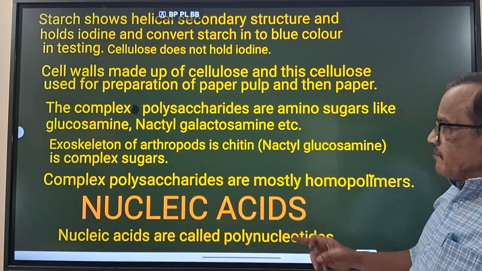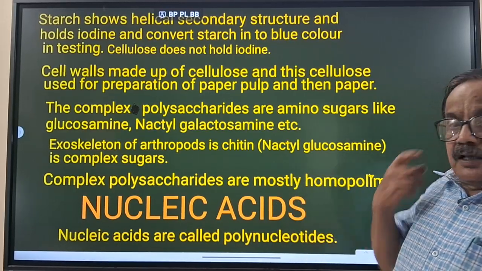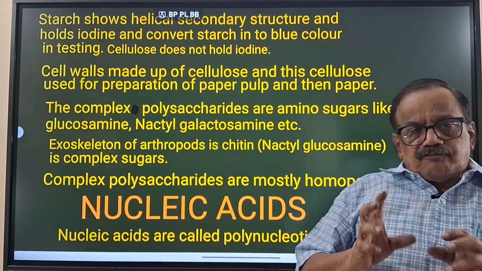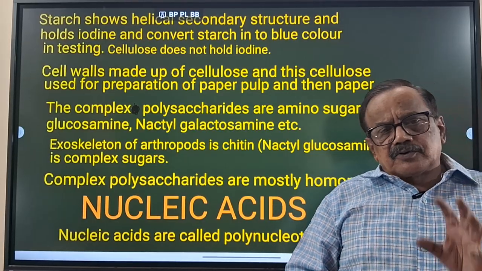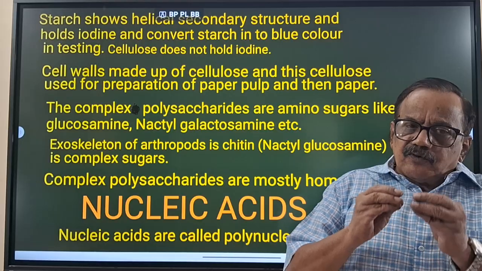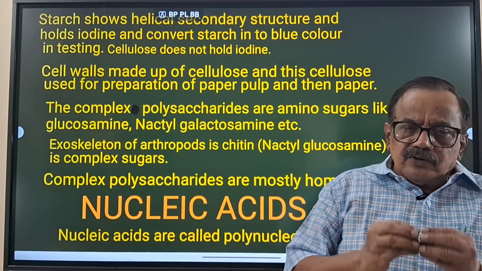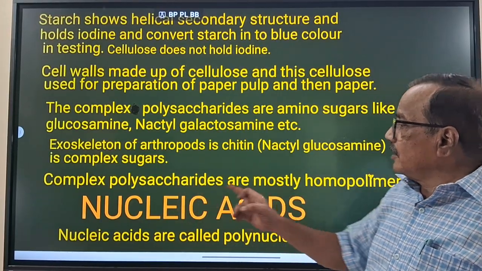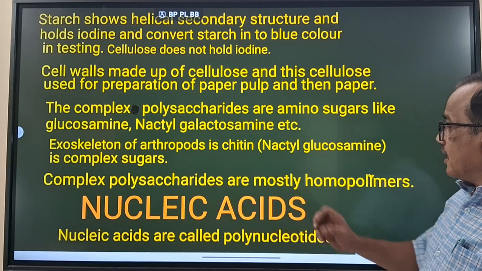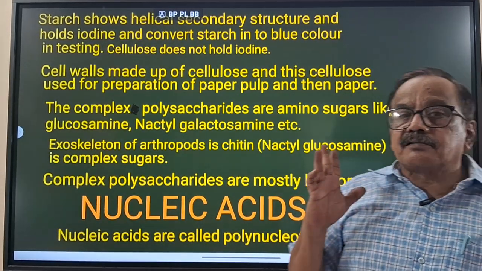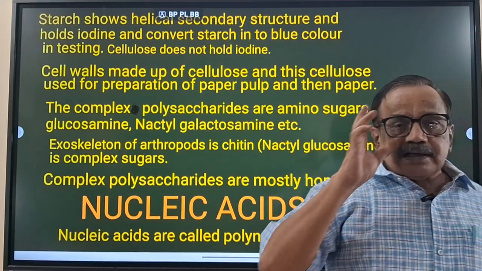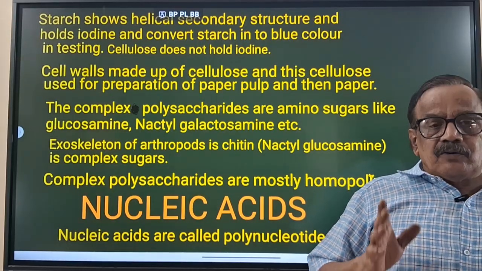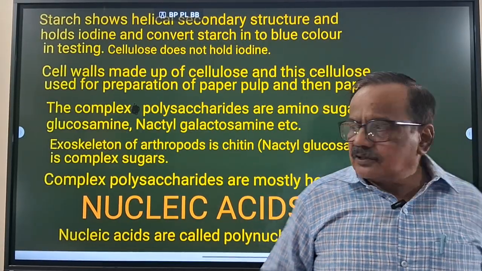That's all. Next, one more important point he has given: all the complex sugars are formed from an amino sugar plus an amino acid. Whenever they form one unit, the units continue like that as a homopolymer. That is the most important point. Complex polysaccharides are mostly homopolymers. This is important. Generally, other things won't form. Complex sugars form homopolymers. That is also an important one.